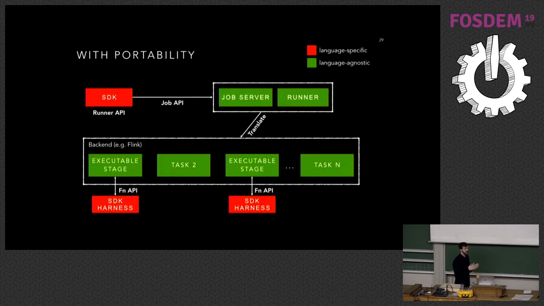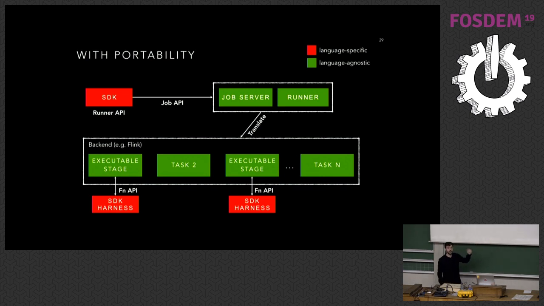In the new way, we have the SDK here, which uses the runner API to produce this universal pipeline format. And then we have the job API, which is a way to send this pipeline to the job server. The job server is really a Beam concept now. It used to be that every execution engine had its own way of submitting applications, but we wanted to get everything portable, so we created the job server. In the job server, the runner translates this runner API pipeline, and then it executes it on the engine of your choice.